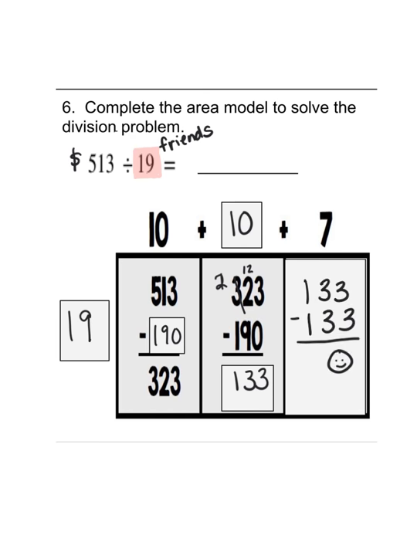So the question is, how much money have I given each of my 19 friends? Each friend got $10, then another $10, and then $7. So you figure out how much money each friend got and record it in the blank space.